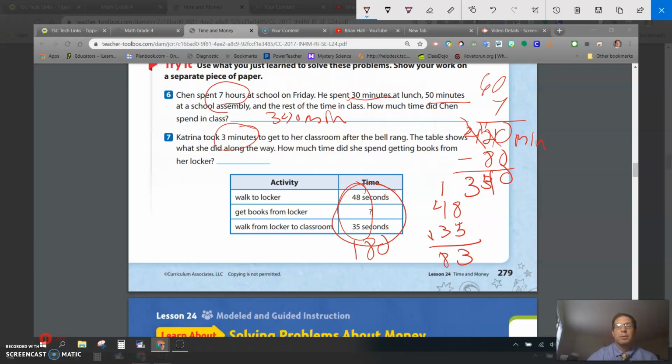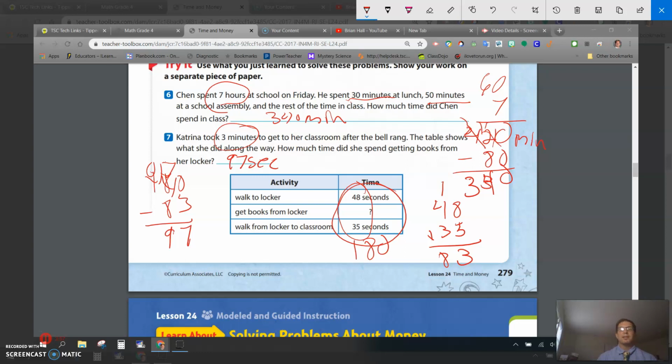83. So now we need to subtract 180 minus 83 because it took her 83 total seconds to walk to her locker and walk back to her classroom. So you have to subtract 180 minus 83. And it took her 97 seconds.